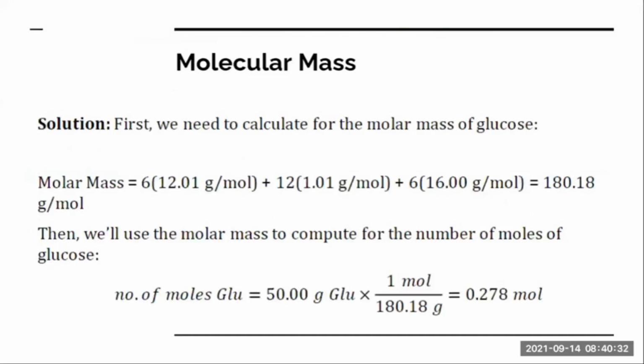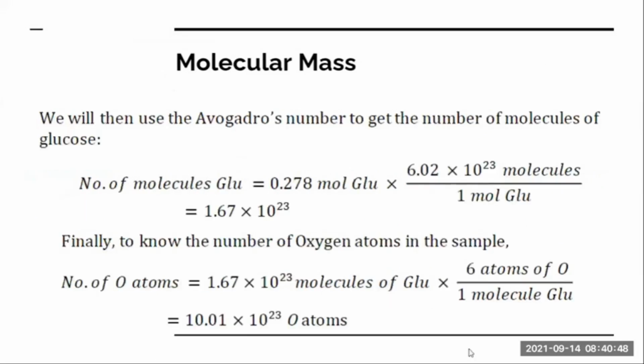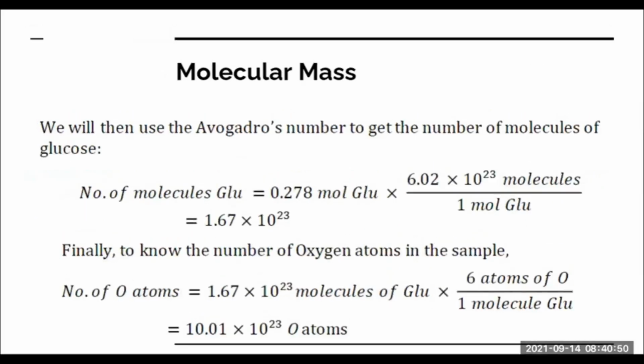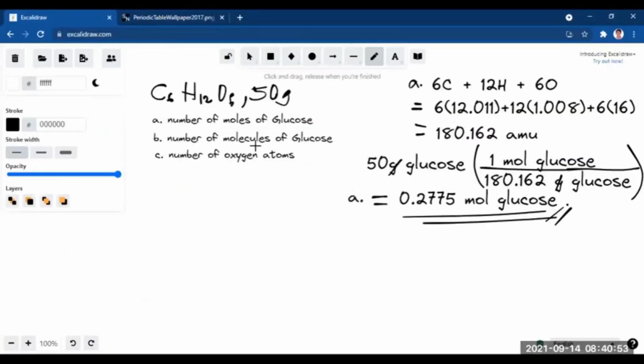Okay, so we're on the right process. So the answer here is 0.278. So they rounded it off, but we're using 0.2775 so far. Okay, so the next question is the number of molecules of glucose.